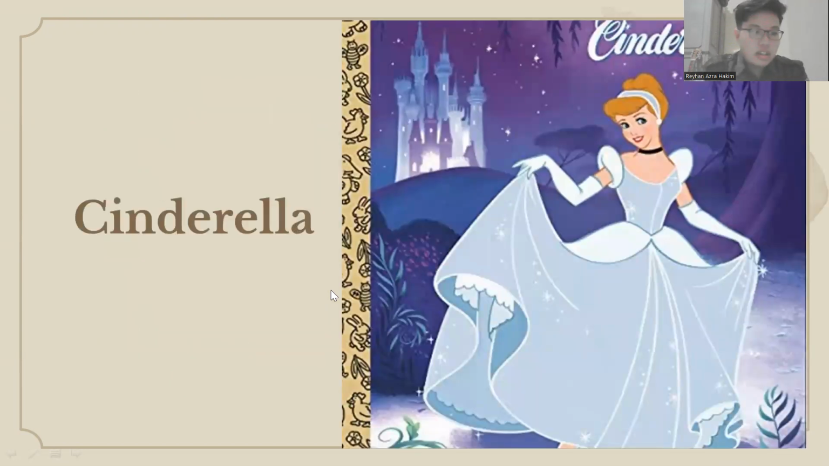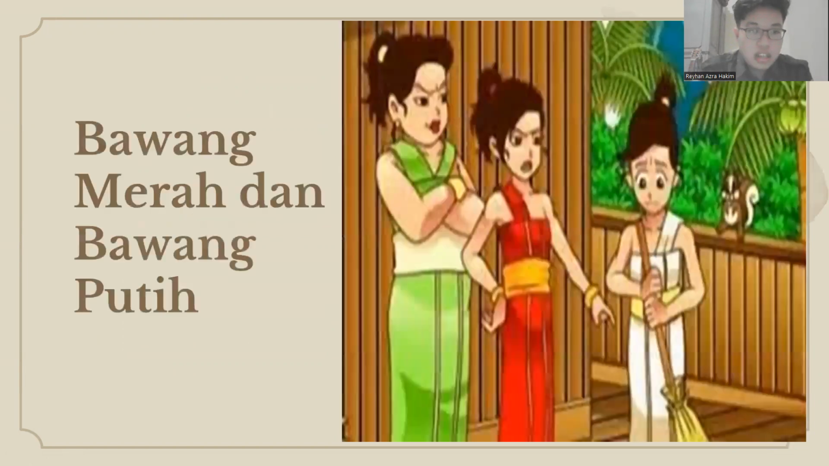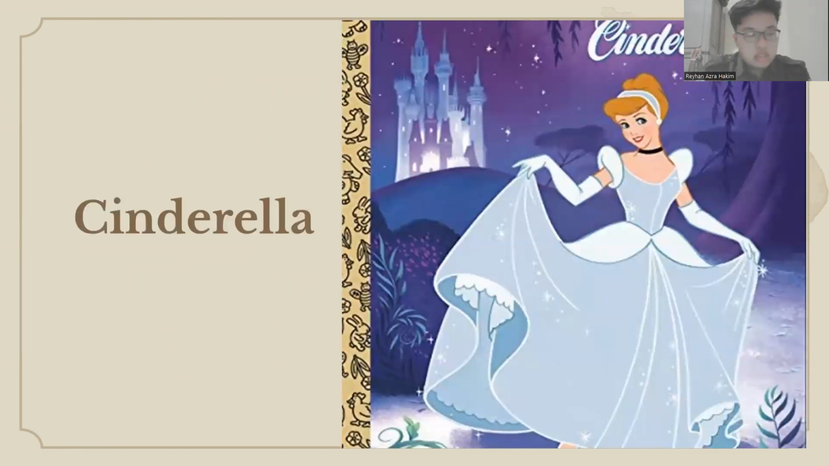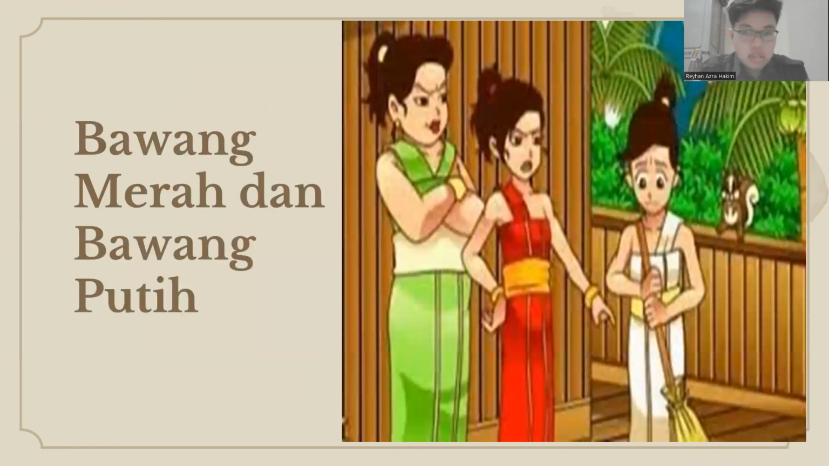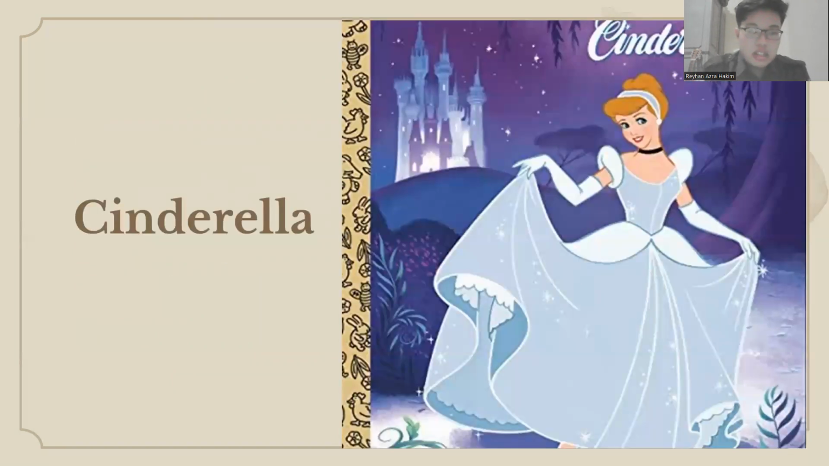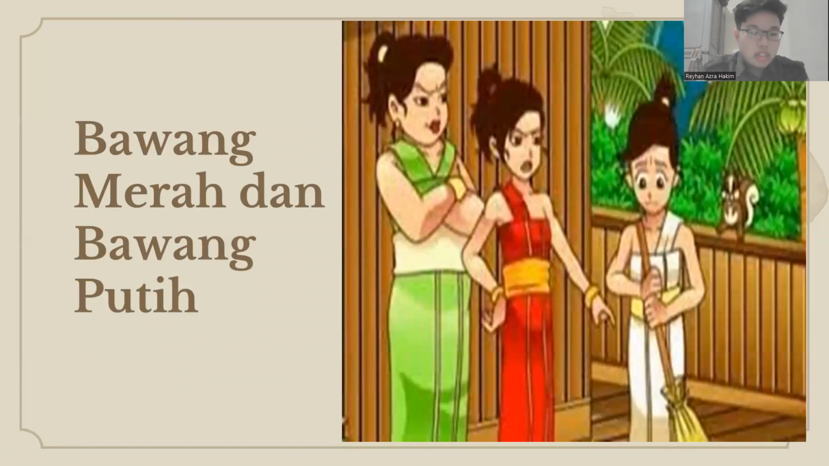Okay, let's start with our example: Cinderella and Bawang Merah dan Bawang Putih. Both of these stories have similarities, but also their own differences. The main difference between these two stories is that Cinderella comes from Germany in Europe. Meanwhile, Bawang Merah and Bawang Putih originated from Indonesia in Southeast Asia.